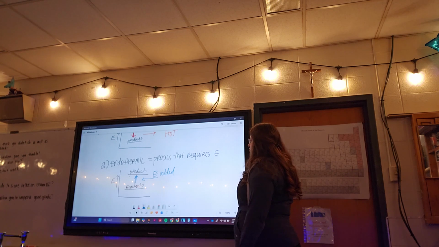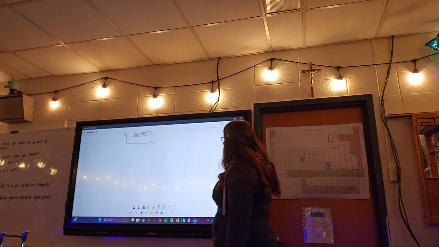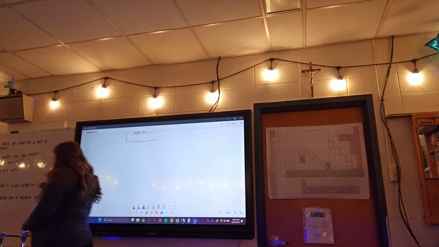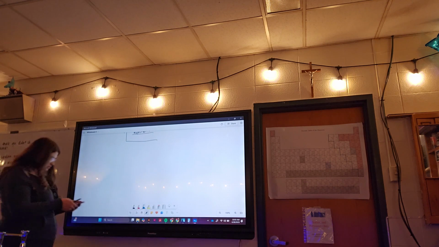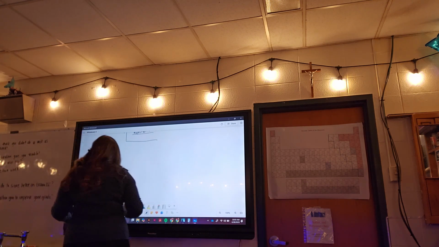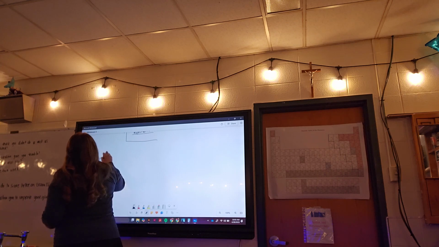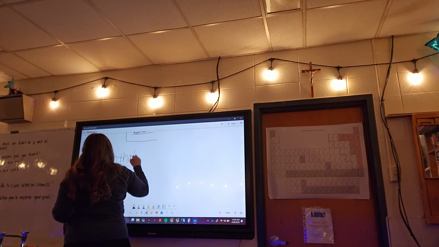Okay, so that's your endothermic process and your energy diagram. Now, before I get to the one little bit of math that we're going to do today, let's talk about one more definition. I really wanted to do this in black. And that's the word enthalpy.